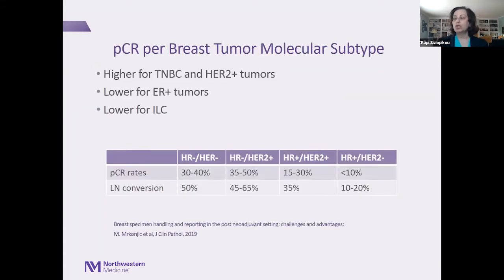We now also know that whether or not a patient will achieve PCR also depends on the molecular subtype of the breast tumor, and that different breast cancer subtypes have different rates of PCR in the breast and in the lymph nodes. As we can see in this table, higher PCR rates are consistently seen among patients with HER2 positive and triple negative tumors, while hormone positive tumors are relatively chemoresistant, especially those of lobular histology.